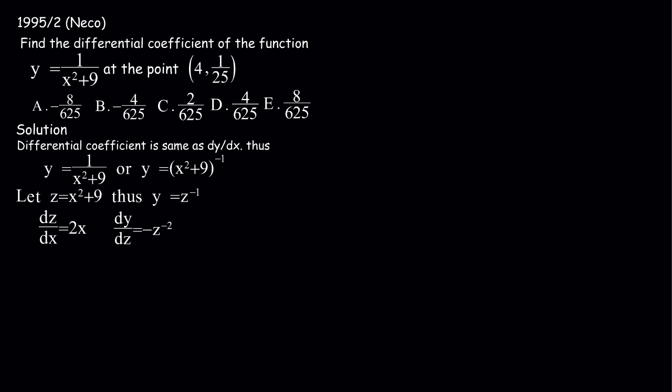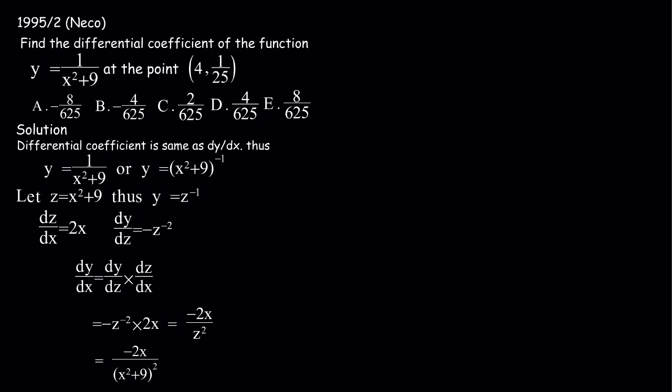Now substituting for the dz over ds and the dy over dz in our formula, we state that dy over ds is equal to dy over dz times dz over ds. It will be equal to minus z to the power of minus 2 times 2s, which is equal to minus 2s divided by z to the power of 2.